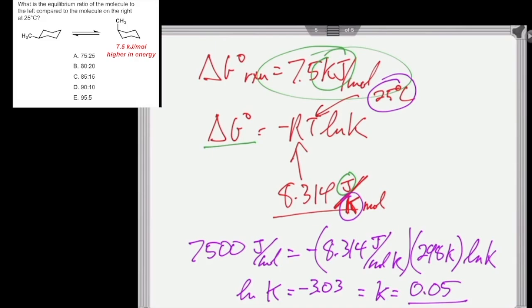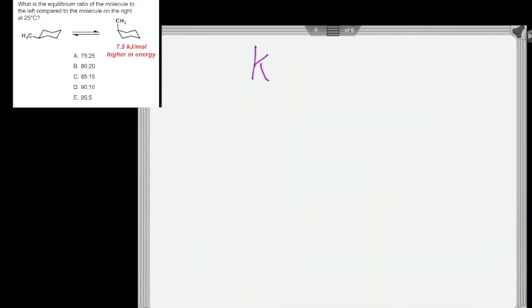Are we done? Can we look back at this and say I can pick a ratio from this? Not yet. There's one more step that's really important, and I just want to emphasize this. This is the value of K that we solved. K is equal to 0.05, which equals what? Products over reactants. It's product concentration over reactant concentration.